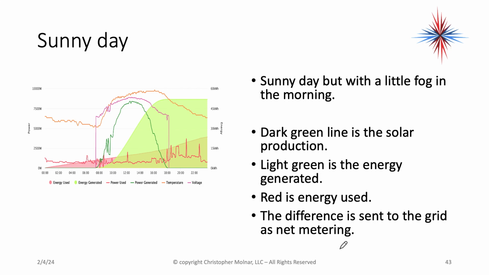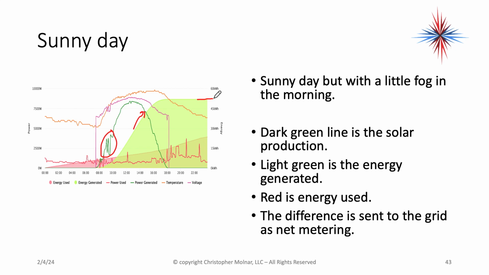But there was a little tiny fog in the morning. The dark green line is the solar production. That's this line here. And again, you can see a little bit of the fog in the morning. It was a little wavy. The light green is the energy generated. At the end of the day, it generated very close to 50 kilowatts for the entire day.